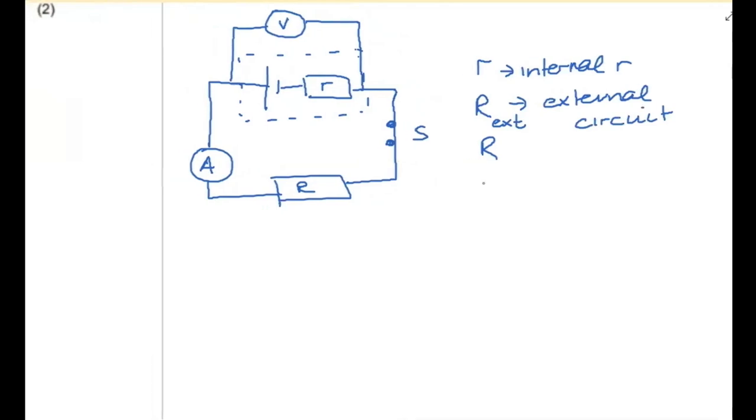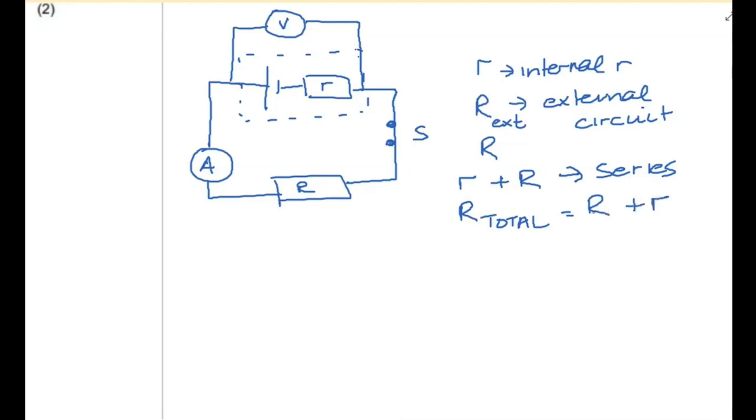The next thing you've got to be aware of is that R and r are connected in series. So your internal resistance in your cell is in series with the rest of your circuit. So what is it doing? It's increasing the resistance in my circuit. So now my total resistance in my circuit is actually going to be the outside plus the inside.